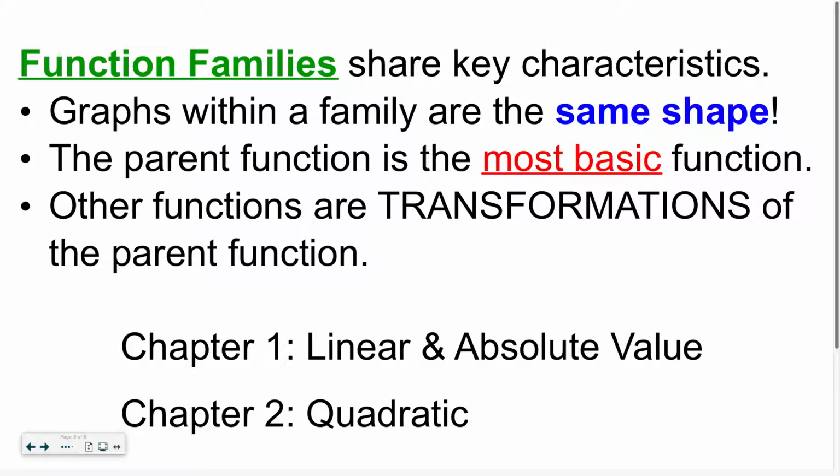Now, in chapter 1, we're going to focus mainly on the linear function, so slanted lines, lines with slopes other than 0, and absolute values, so the V-shaped graph. And then in chapter 2, we'll be looking at quadratics. So just a heads up on that. We're going to focus on those two. We might see the constant here and there, but we don't really make a big study out of the constant function because it's a horizontal line. Let's not get too excited about it, right?